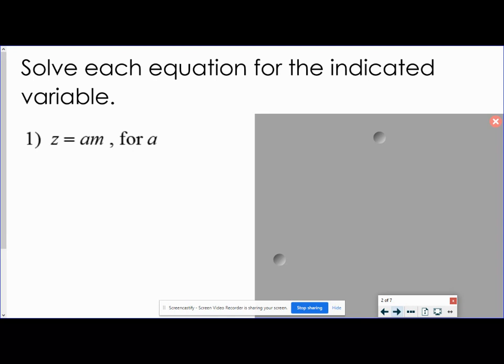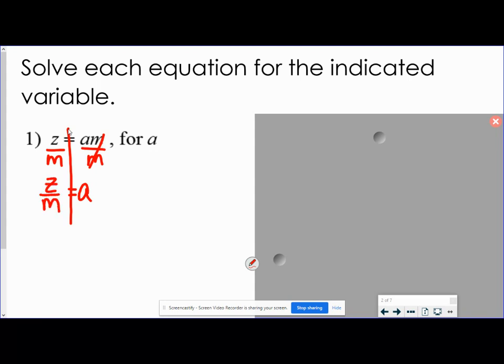So in the first problem, for instance, we're going to be solving this equation for a. It doesn't matter what the z or the a or the m stand for. It doesn't matter that they're variables instead of numbers. We know how to get rid of multiplying by m, right? Because that's what's happening right now to our a. It's being multiplied by something, so to get rid of multiplying, I'm going to divide. That's going to make that part go away. So I have the a all by itself right here, which is what I wanted. And I'm going to have z over m on the other side.